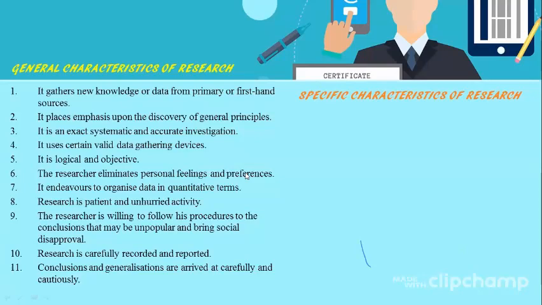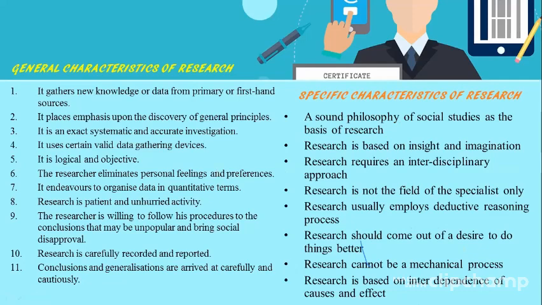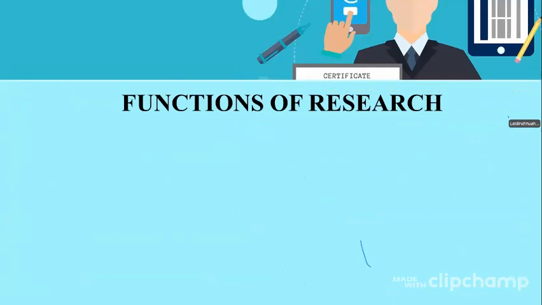Now there are certain specific characteristics of research. So these are the various other specific characteristics of research. You can just go through them. Research requires an interdisciplinary approach. Most of the research that we do now is interdisciplinary, for example, geography blending with geology, or geography blending with environmental science. It is not single subject specific. It is interdisciplinary in nature.